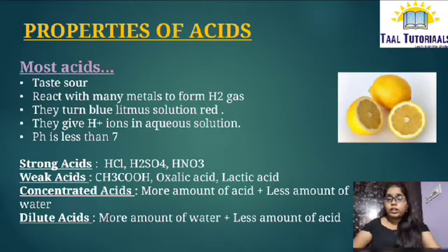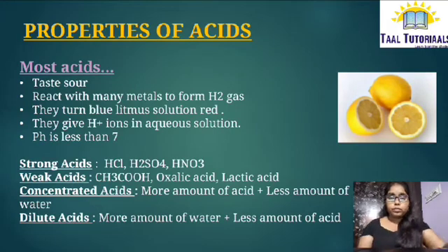Next, concentrated acids are more amount of acid plus less amount of water. If this combination is there, then that is concentrated acid. Then dilute acid is where there is more amount of water, less amount of acid. Concentrated means the more amount of acid will be there. In dilute acid, more amount of water will be there.